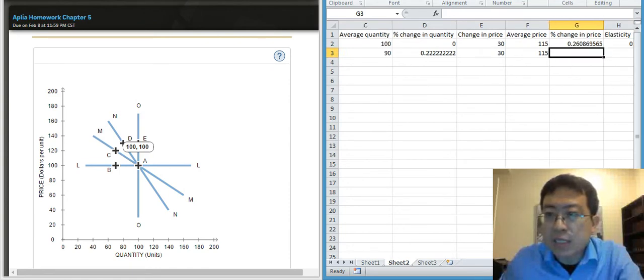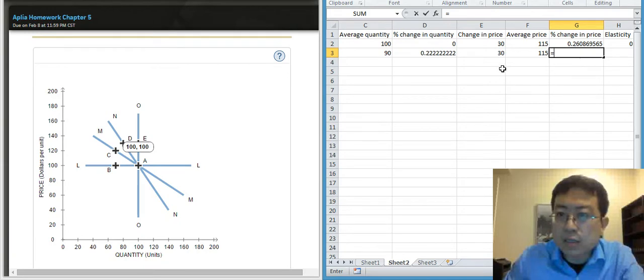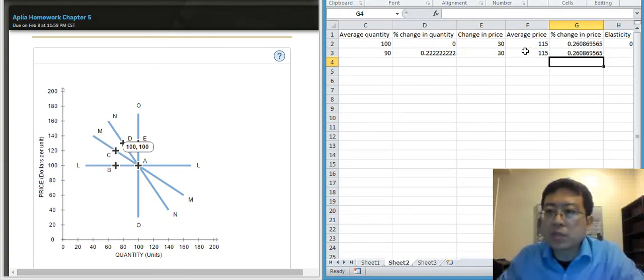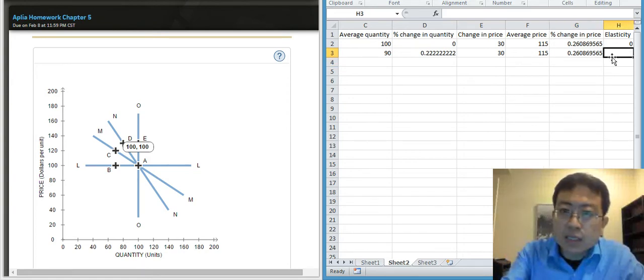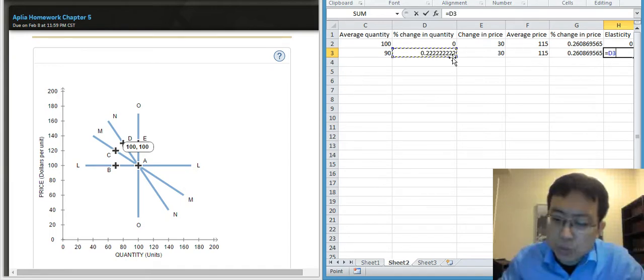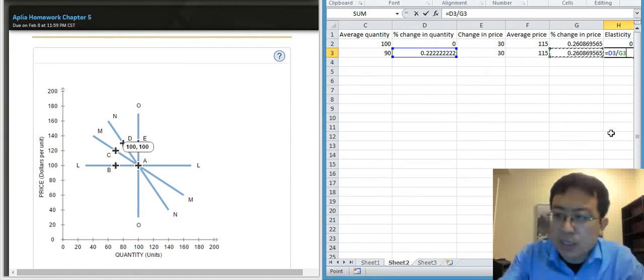And then the percentage change in price: 30 divided by 115. The answer is 0.2608. And the last one, the elasticity. For elasticity, we're going to use the percentage change in quantity, which is 0.2222, divided by the percentage change in price, which is 0.2608.